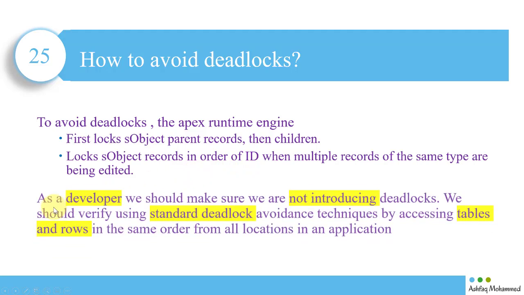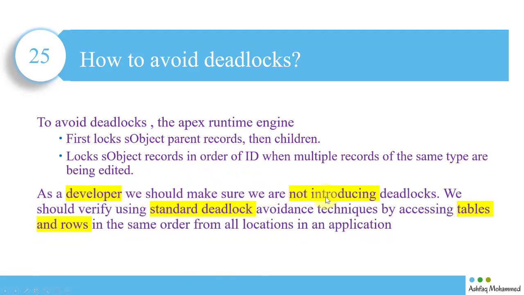So as a developer, we should make sure that we are not introducing deadlocks. We should verify using standard deadlock avoidance techniques by accessing tables and rows in the same order from all locations in an application. Maybe try to use ORDER BY and then do the transactions or manipulations on that, so that you can avoid deadlocks.